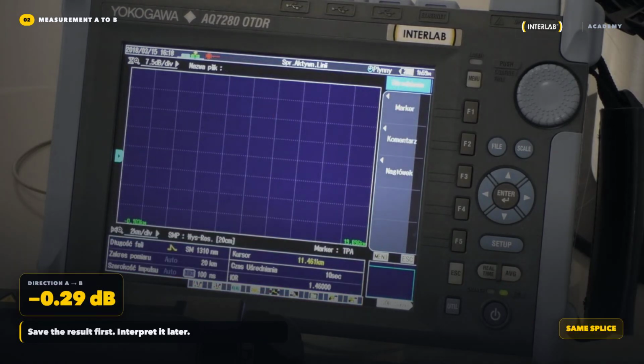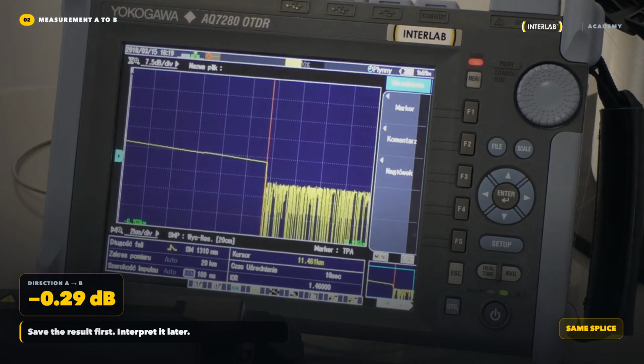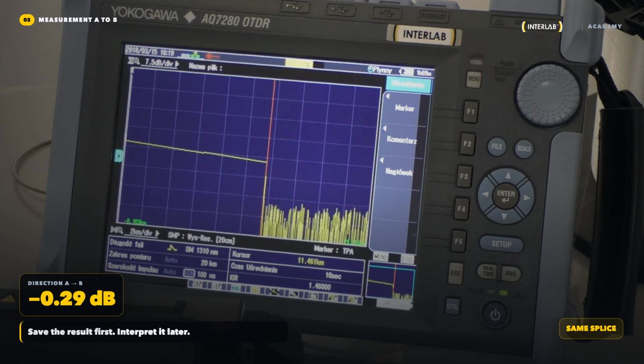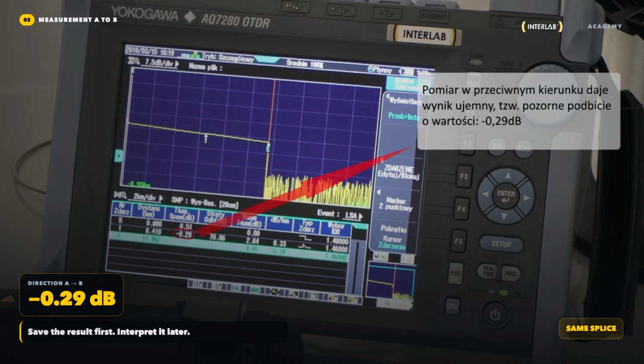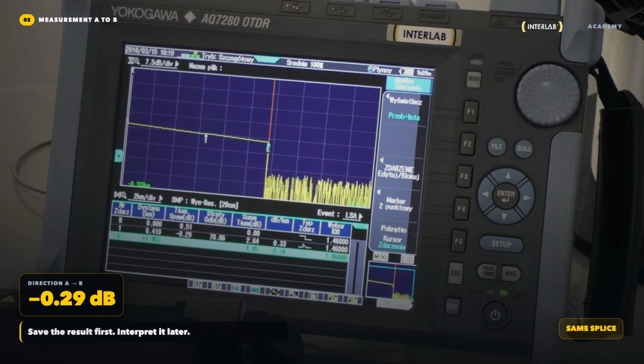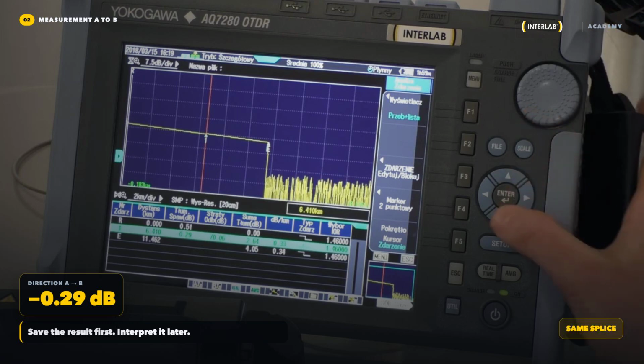We start in the A to B direction. The event table places the splice at roughly 6.4 kilometers. The measured loss is minus 0.29 dB. On the trace, the event appears as a clear step upward. The backscatter level after the splice is higher than the level before it. For now, we do not interpret the number. We simply save the trace exactly as the instrument measured it.